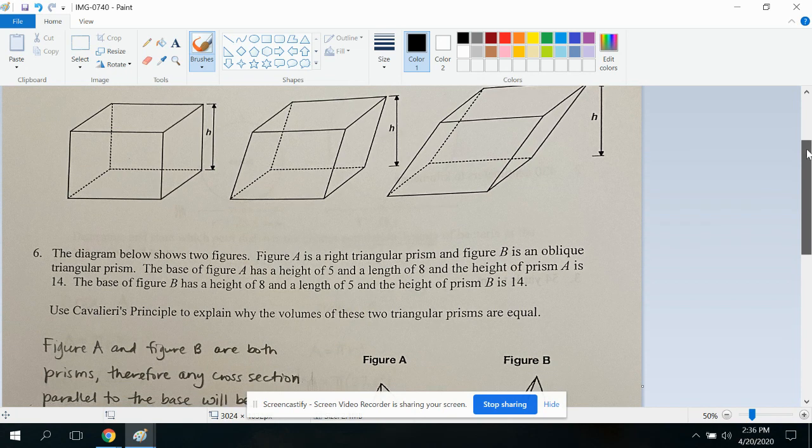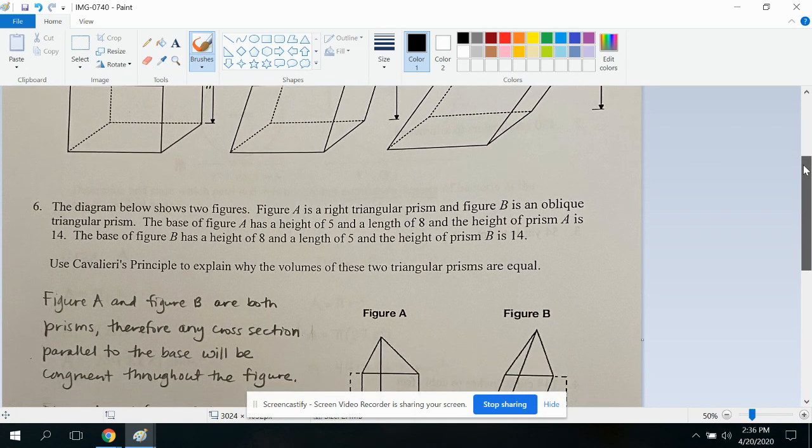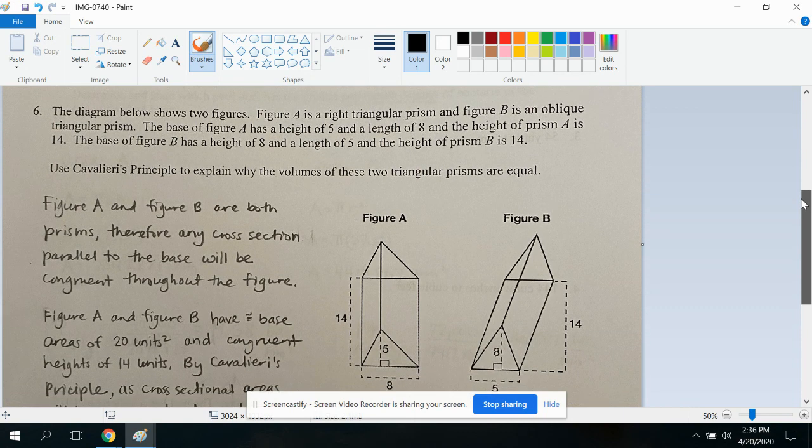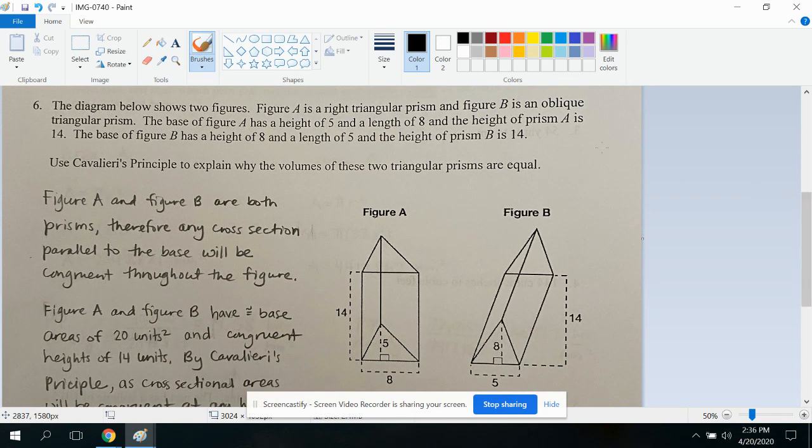This is a typical regions question. Okay, I know you're not doing this year, but bear with me. So it gives you two figures. They're both triangular prisms. You're like, okay, cool. No matter how I slice it parallel to the base, those areas are going to stay the same. They have the same height of 14. They want you to use this principle. So I really tried my best to explain, each base area, the height, how this relates to that principle, and use some of the same language.